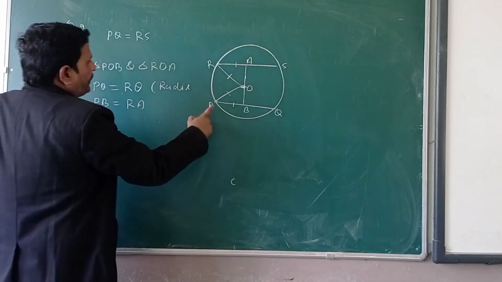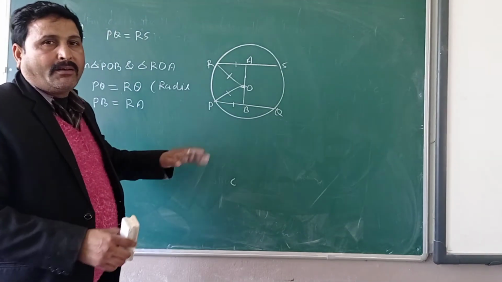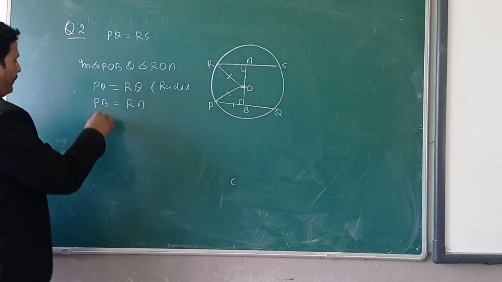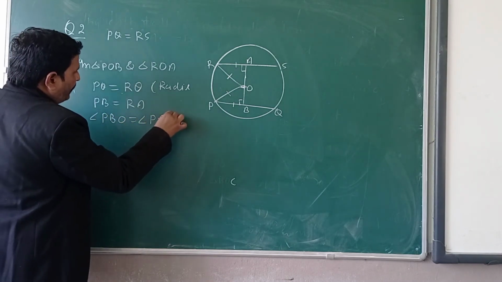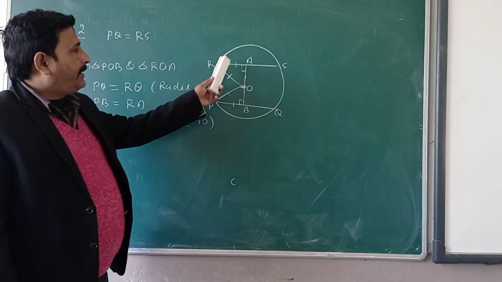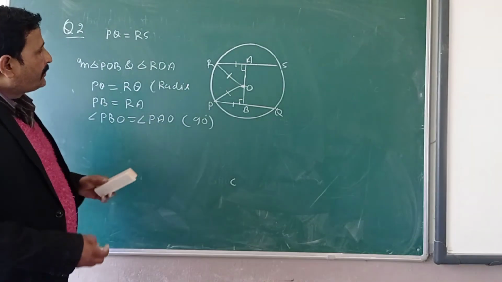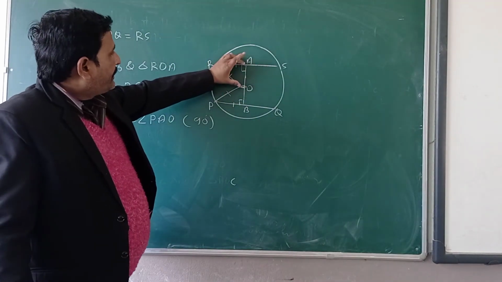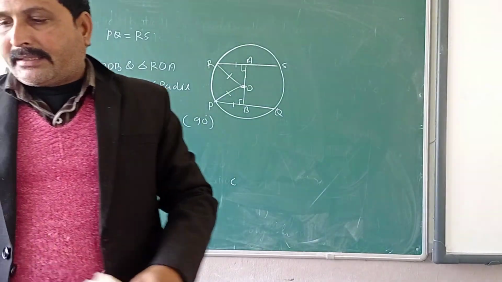Why? Because PQ is equal to RS, and you know that the perpendicular bisects the chord, and that is 90 degrees also. Angle PBO is equal to angle RAO, 90 degrees. Again by RHS, right angle hypotenuse side, the triangles are congruent. If triangles are congruent, then AO is equal to OB. By CPCT, AO is equal to OB. That is given.